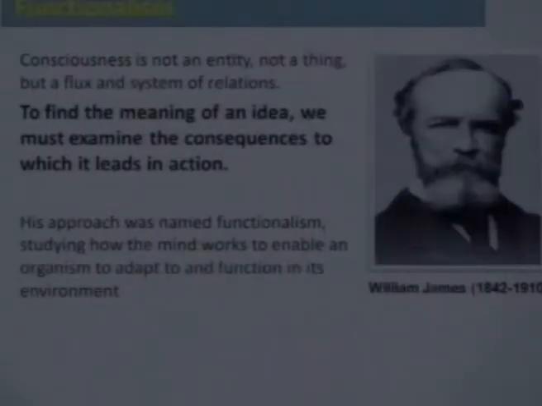So we see a major psychological school after structuralism was functionalism, and it was William James, an American philosopher and psychologist, who propounded functionalism as a study of the functions of consciousness, not the elements of consciousness. Consciousness, he said, is not an entity, not a thing, but a flux and system of relations. And what was the solution he got for the criticism of the structuralist point of view of consciousness?